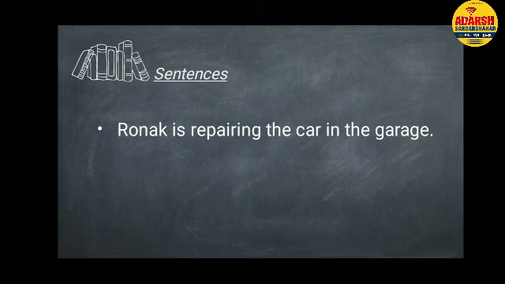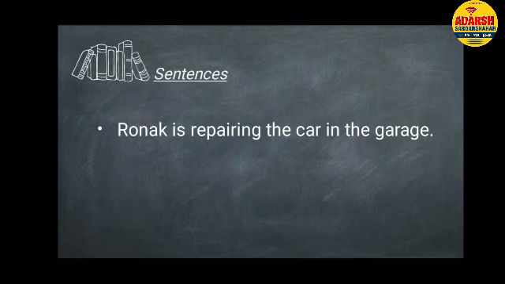Our first example is Ronak is repairing the car in the garage. So this is our first example of present continuous tense. Here you can see we have used verb's fourth form with is. So this is present simple tense, present continuous, sorry.